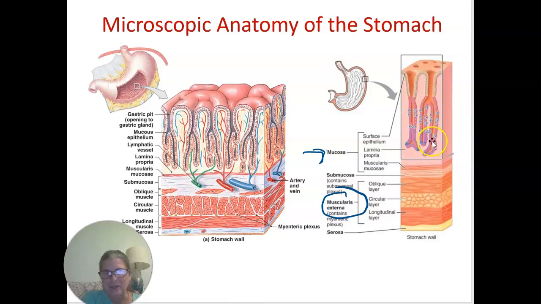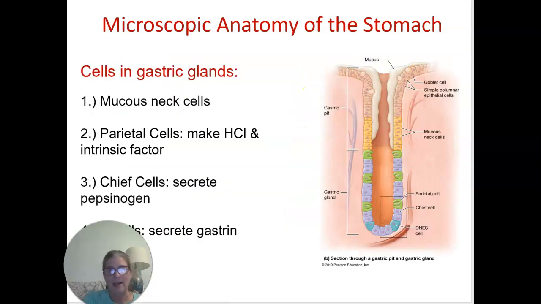And you can kind of see different colored cells. And then in this view, again, you can see how it kind of runs down. And we'll have these gastric glands. So the opening is called the gastric pit, and you can see that here, a little circular opening into the gastric gland.